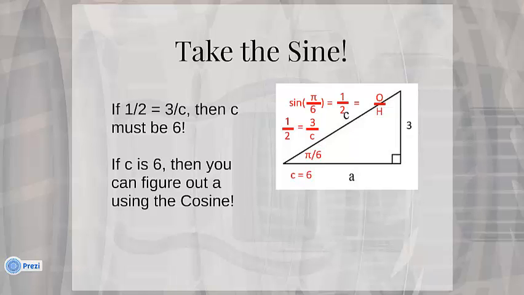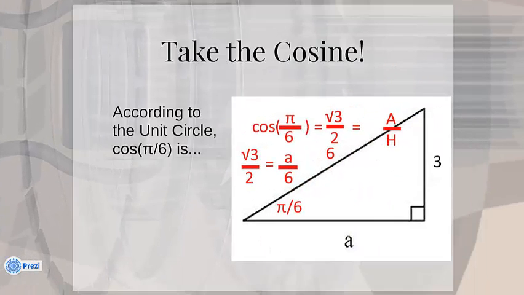If c is 6, then you can figure out the adjacent side, labeled a, using cosine. According to the unit circle, the cosine of pi over 6 is equal to the square root of 3 over 2. Don't be scared. And more importantly, don't try to figure out what the square root of 3 is. It'll just waste your time. We're going to leave things in terms of square roots anyway.